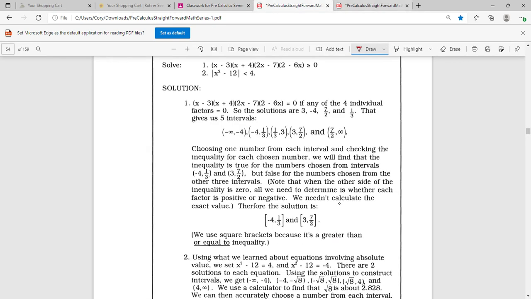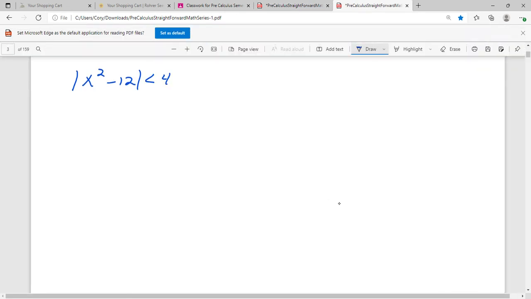is less than 4. Okay, so we remember that when we're working with absolute value, we would do x squared minus 12 equals 4, and then we would do x squared minus 12 equals negative 4, because we have to account for all of the positives and the negatives.